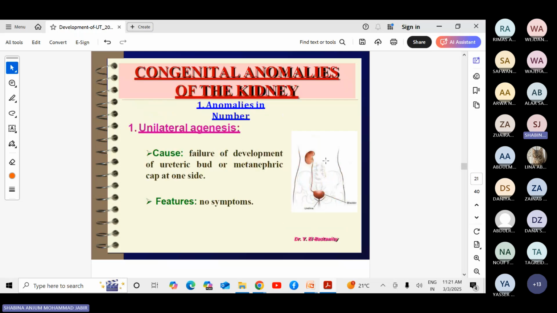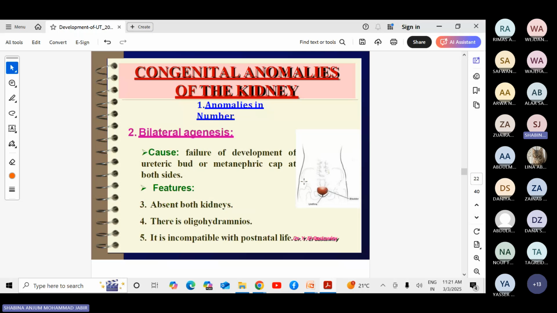So what will be the anomalies? Sometimes a one-sided kidney is not present. This is due to failure of development of the ureteric bud or metanephric cap on one side. There will be no symptoms, and the person can live a normal life.